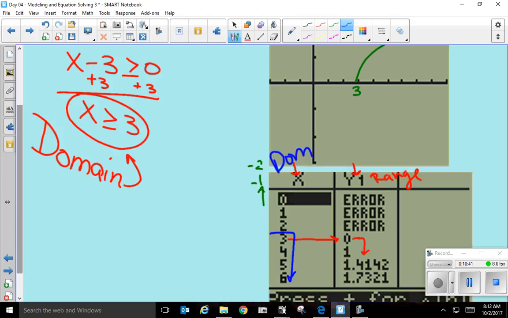Is 3.1 in my domain? Yeah, isn't 3.1 bigger than 3? Is negative 7? No, it's not, because negative 7 is not equal to or bigger than 3. In fact, if you put negative 7 in the table, it'll give you an error. Quite simple stuff, children. Quite simple.